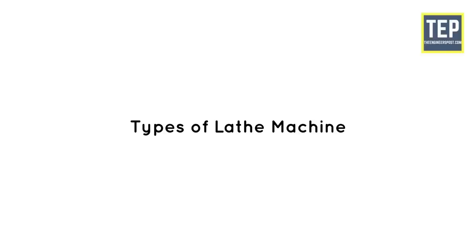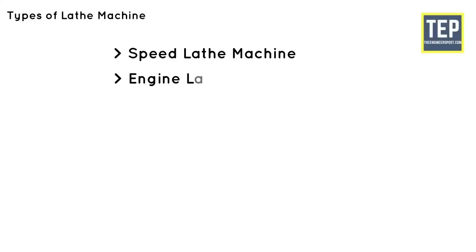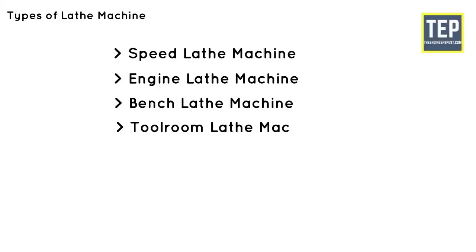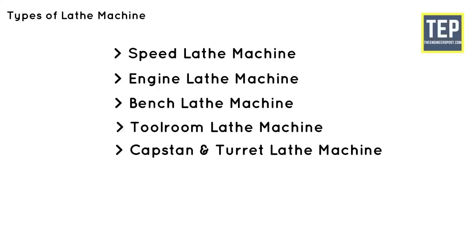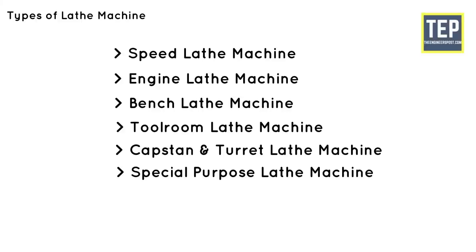Types of lathe machines. There are seven different types of lathe machines used, which are speed lathe machine, engine lathe machine, bench lathe machine, toolroom lathe machine, capstan and turret lathe machine, special purpose lathe machines, and automatic lathe machine.